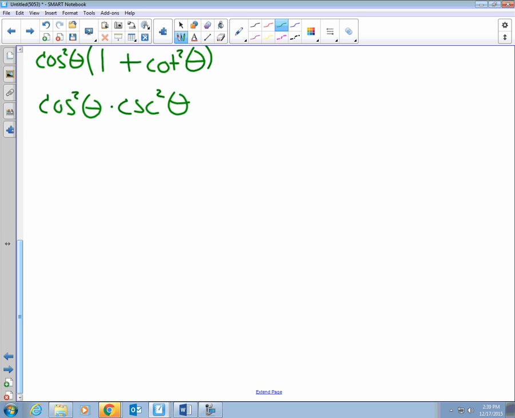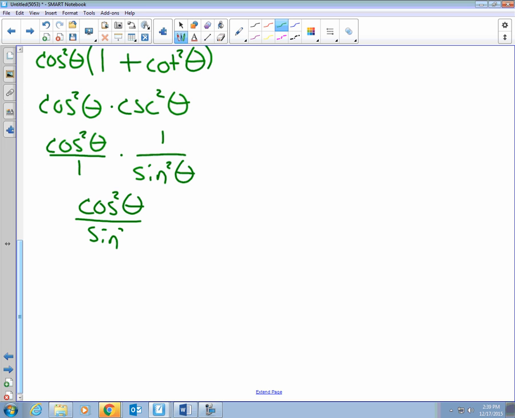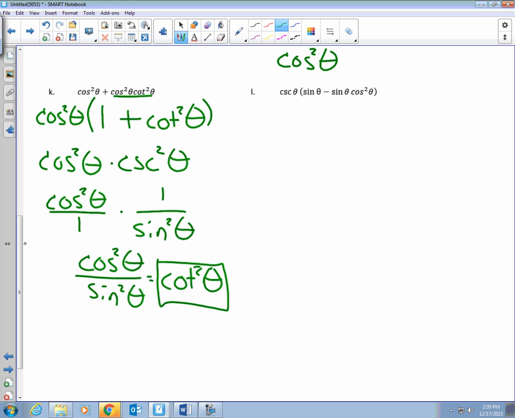I like cosine squared times cosecant squared because that looks like something that we did on the very first day, right? That's cosine squared over 1 times 1 over sine squared. What is cosine squared over sine squared? Cotangent squared. Last one.